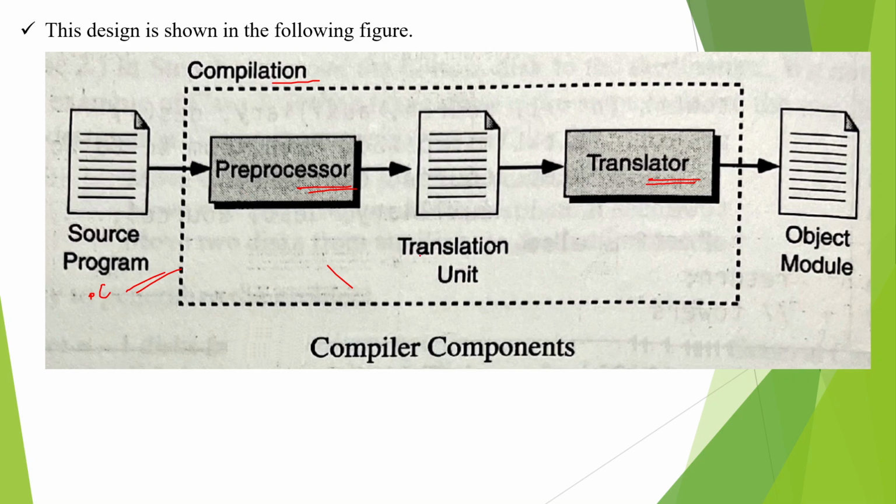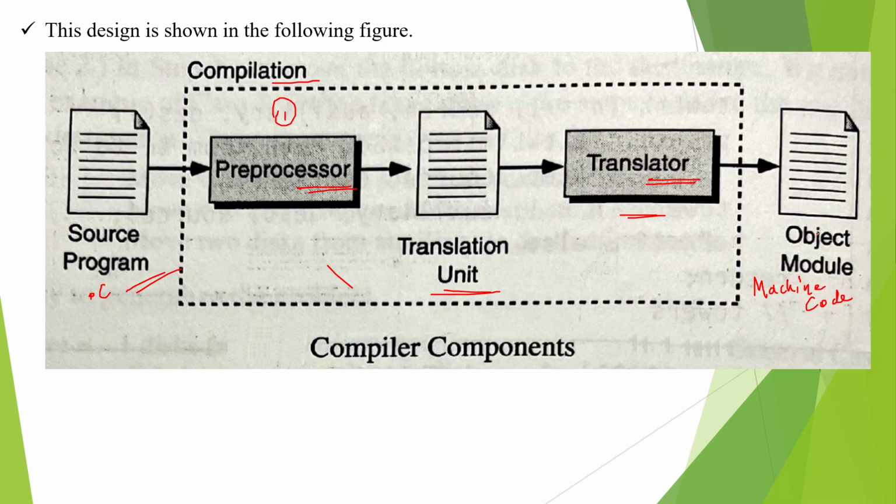And after the pre-processing, whatever code we are getting, we call it the translation unit. After the first stage, whatever code we are getting, we call it the translation unit, and that translation unit we give to the translator, which is responsible for converting the translation unit into the object module. We all know that this object module is nothing but your machine language code. Even though it is not ready for execution, we call it machine code only, your object code.